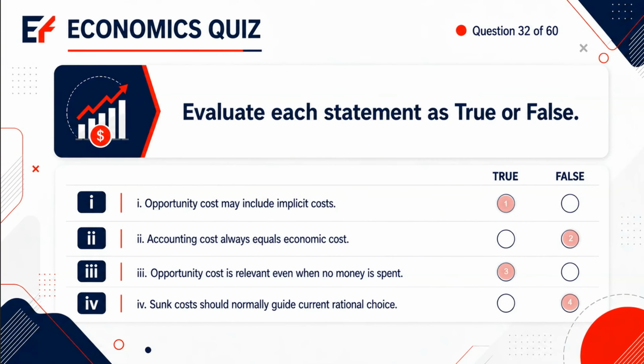Let's bring the cost ideas into focus. Opportunity cost can include implicit costs because it counts the value of benefits sacrificed, even when no direct payment is made. Accounting cost does not always equal economic cost, because economic cost includes both explicit money payments and implicit foregone opportunities. Opportunity cost still matters when no money changes hands, such as when time or another valuable alternative is given up. Sunk costs should not guide current rational choice because they are already incurred and cannot be recovered. The main rule is that rational decisions look forward, not backward.